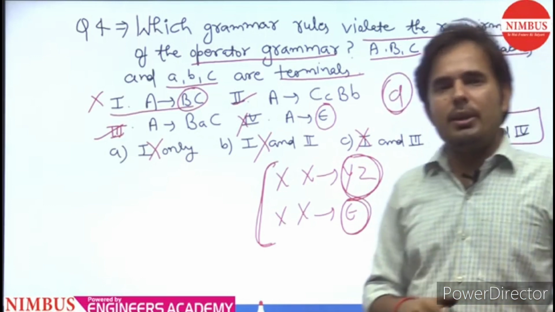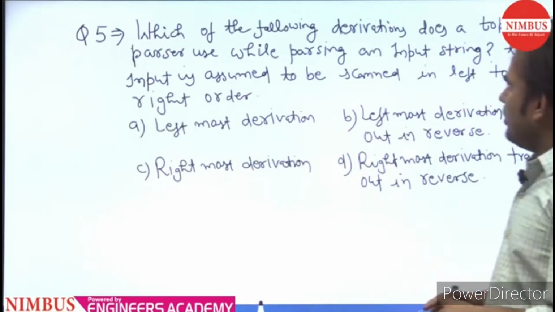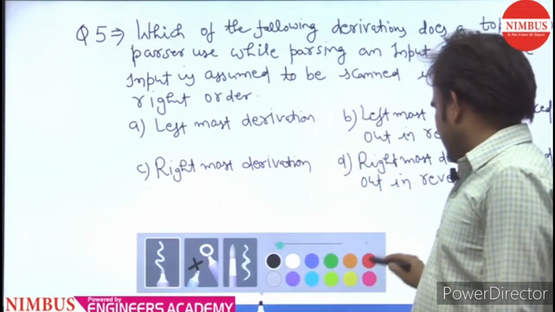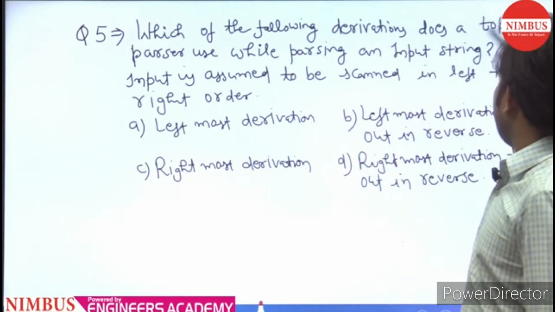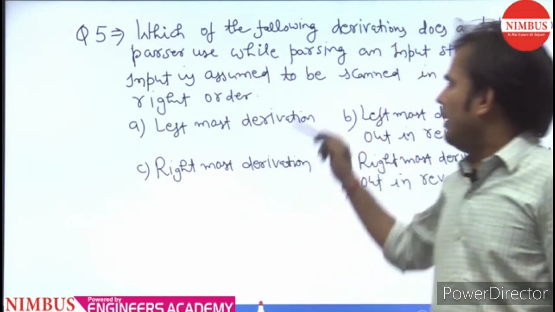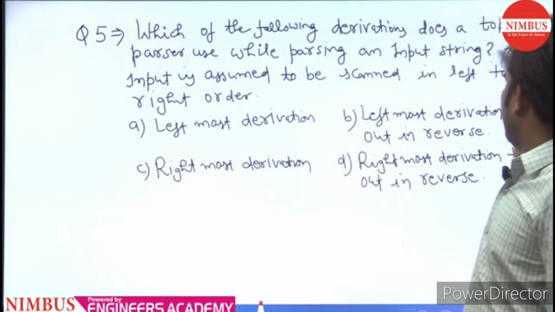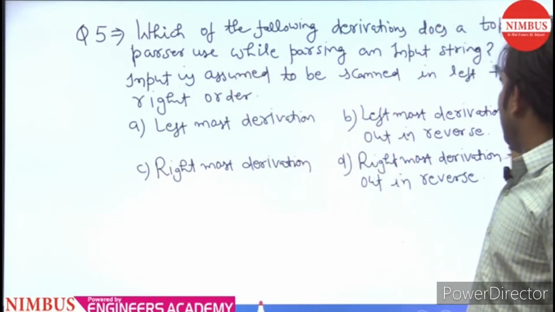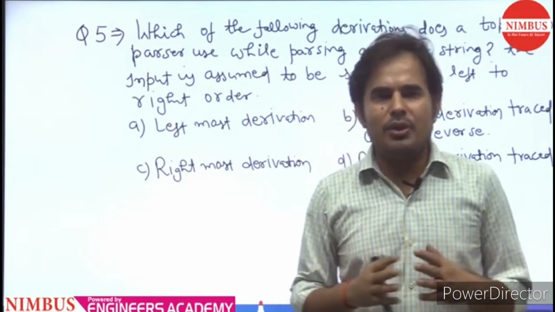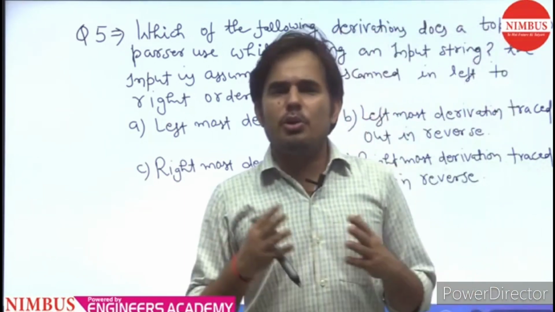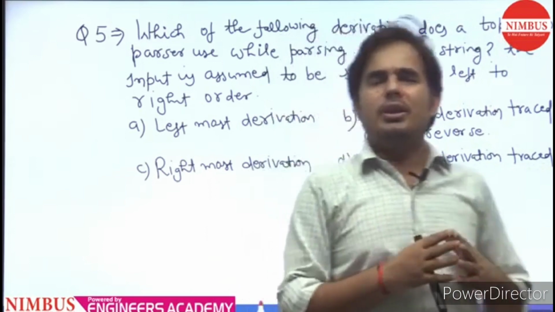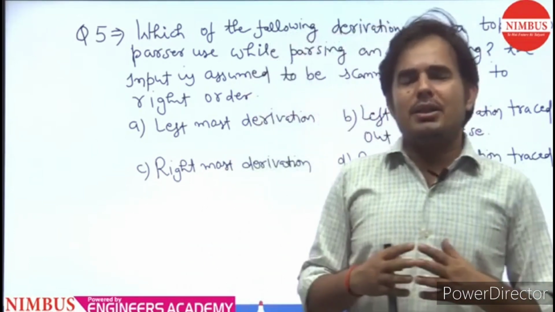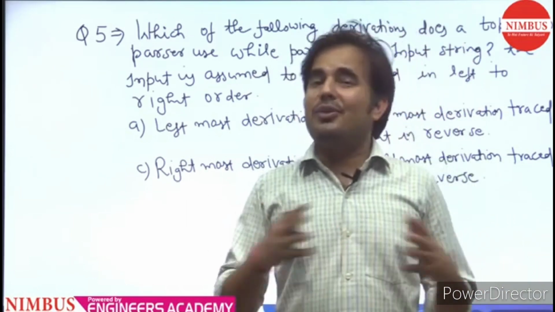This is again a good question, question number 5. Which of the following derivations does a top down parser use while parsing an input string? The input is assumed to be scanned in left to right order. As we know, the top down parser uses leftmost derivation, and the bottom up parser uses rightmost derivation in reverse order.